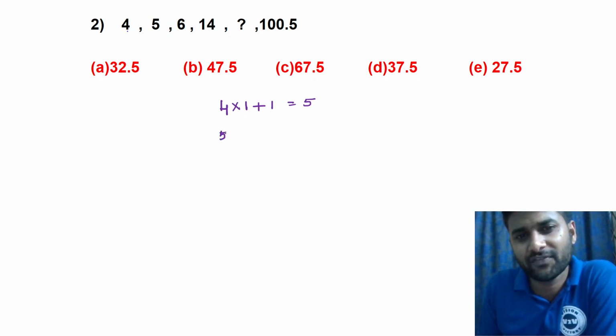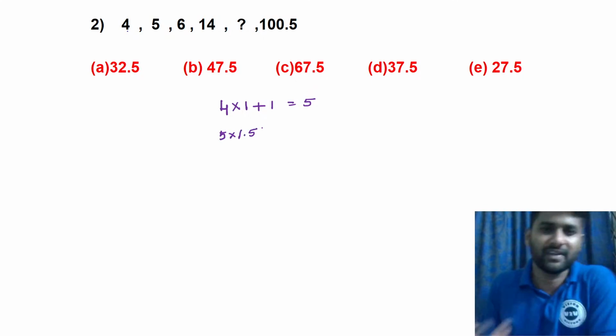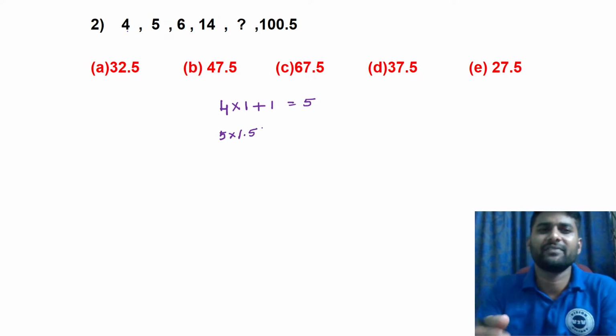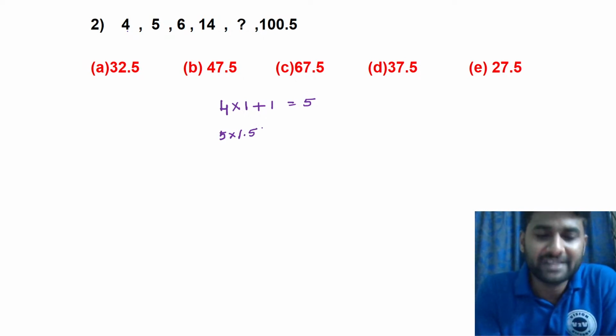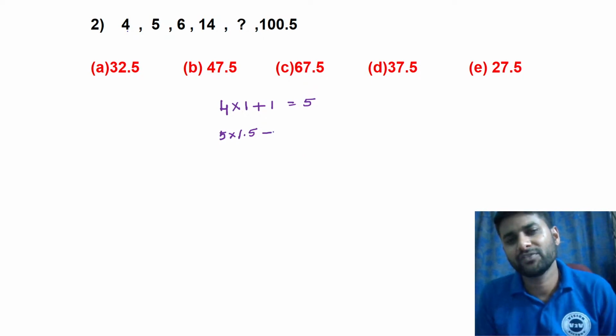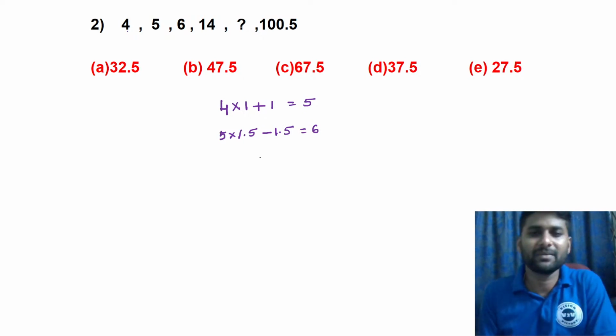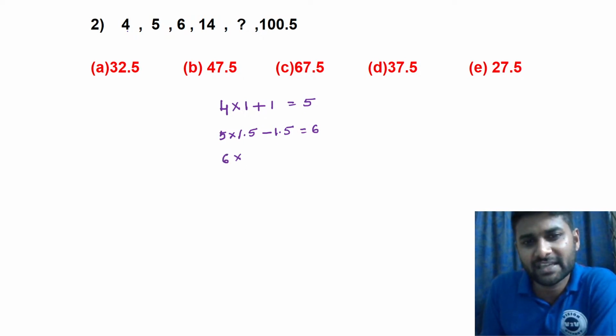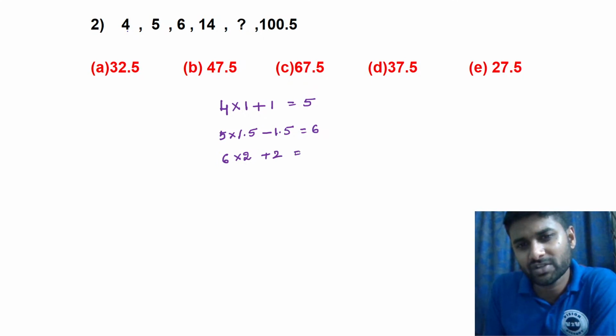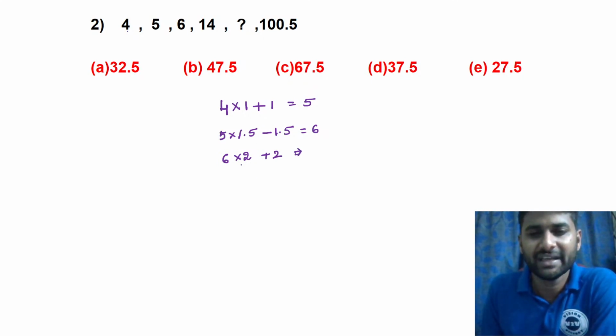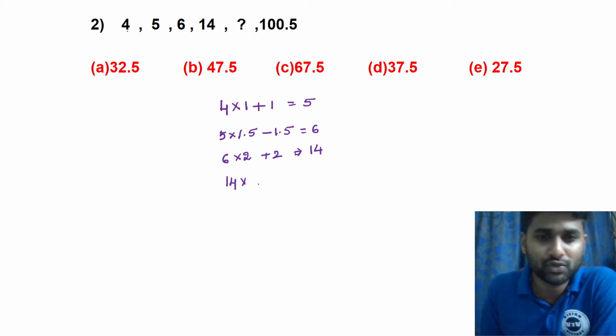Guys, definitely it requires a decimal multiplication. I thought that if it fails, you can assume another number. 5 into 1.5: if you multiply 5 into 1.5, the result becomes 7.5. Again, if you subtract 1.5, then only you can get 6. Now 6 becomes 14. I thought it is again into 2 plus 2. See, alternate additions and subtractions. 6 into 2 plus 2 is equal to 14. And the next number, definitely, 14 is multiplied with 2.5.